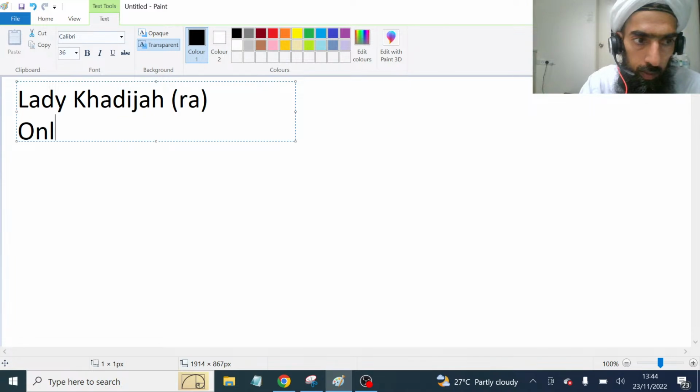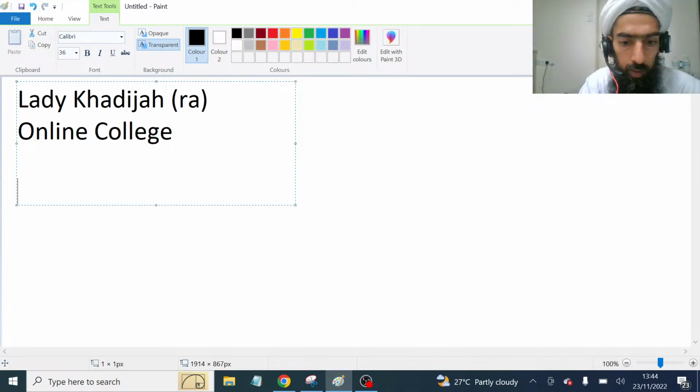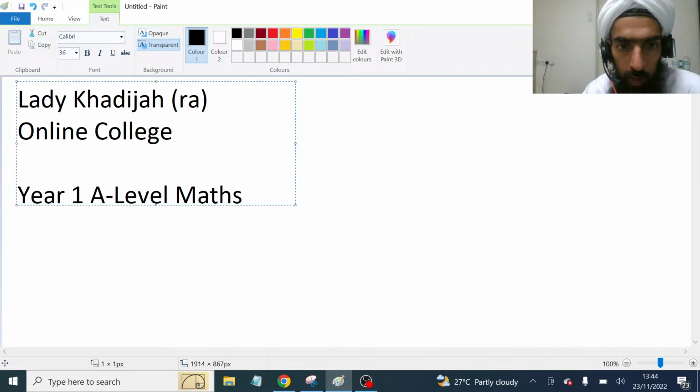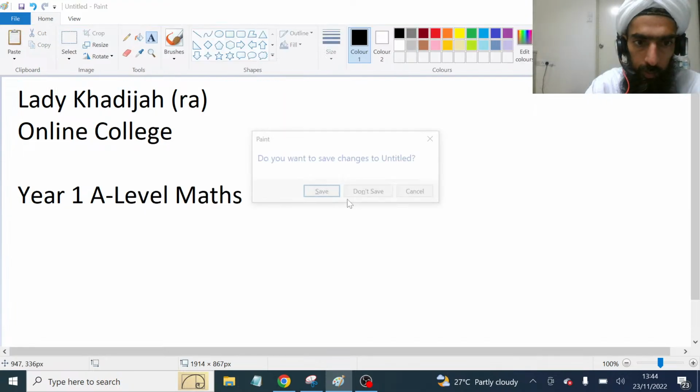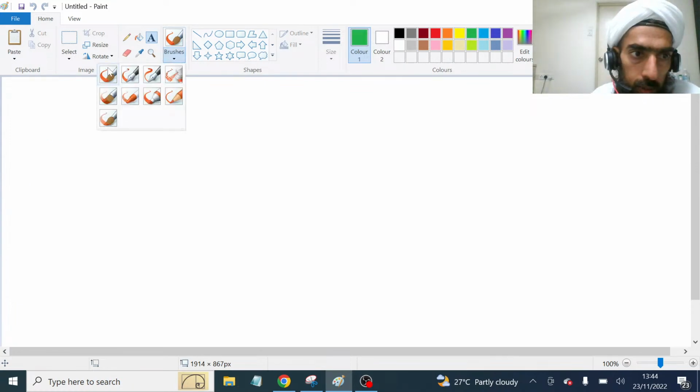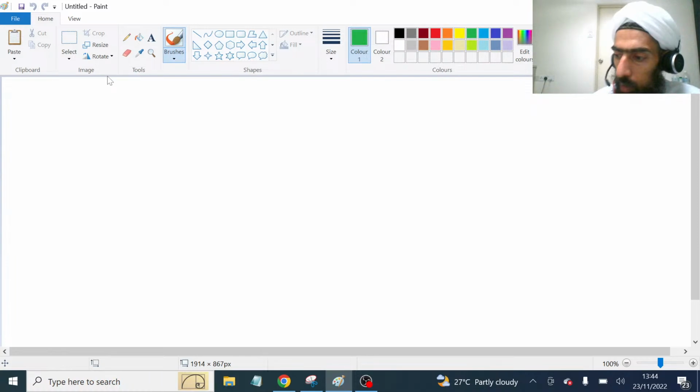Online college. We are doing Year 1 A-Level Maths, following the Edexcel UK and International A-Level syllabus. Bismillah ar-Rahman ar-Rahim. We are going through the chapter on quadratic equations. So today's quadratic equation has to be solved using the formula. So we are gonna see if we can use the formula to solve this. So let me just write down the equation for you.